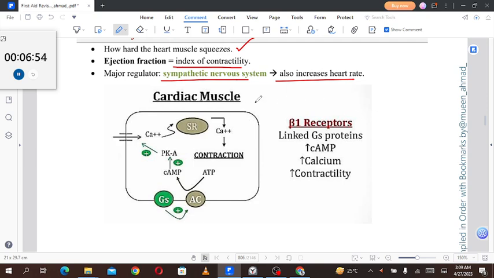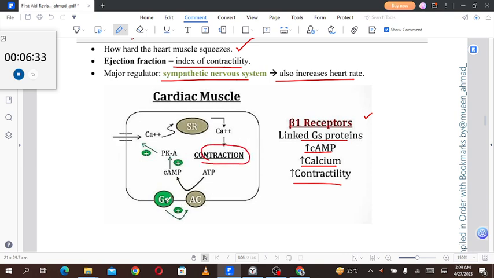So the cardiac muscle, we have seen this picture before. The beta 1 receptor linked to the Gs protein increases the cAMP, increases the calcium, and increases the contractility. Calcium will enter the cardiac muscles and act on the sarcoplasmic reticulum, and there will be calcium-mediated calcium release, which will bind with the contractile filaments, the myosin and the actin. They will cause a contraction.